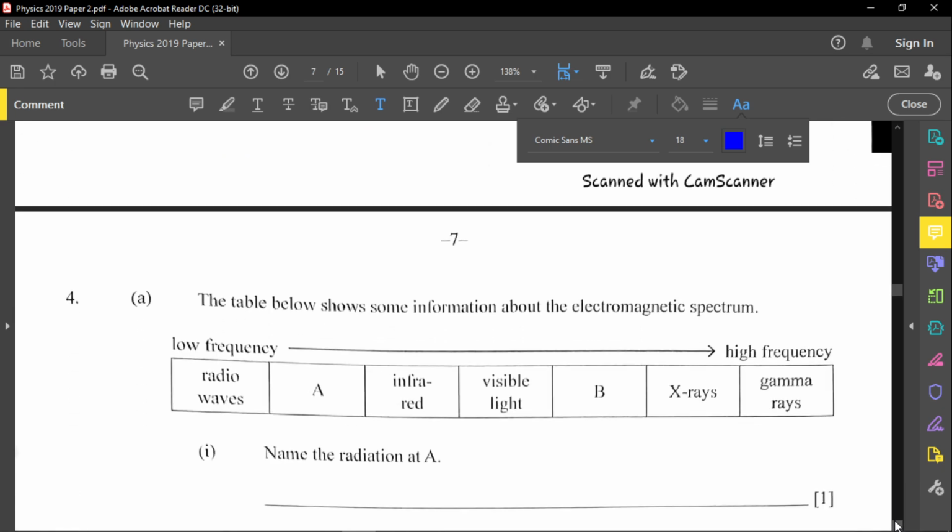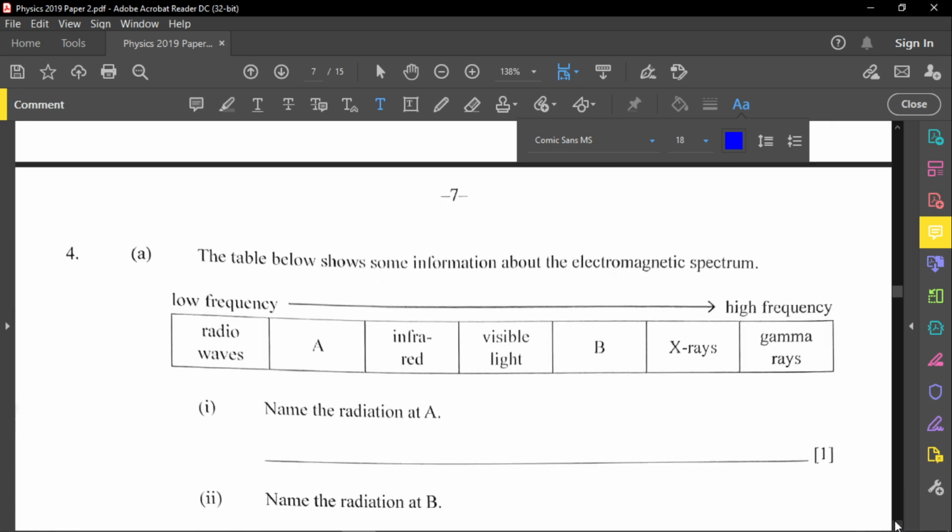Let's go to question number 4. We're halfway there. All right, so this reminds me of the paper one that I did earlier. It said that the table below shows some information about the electromagnetic spectrum. Here we have radio waves, a missing one, infrared, visible light, another missing one, X-ray and then gamma ray. And then it asks us to name radiation A, and remember that this is microwave.